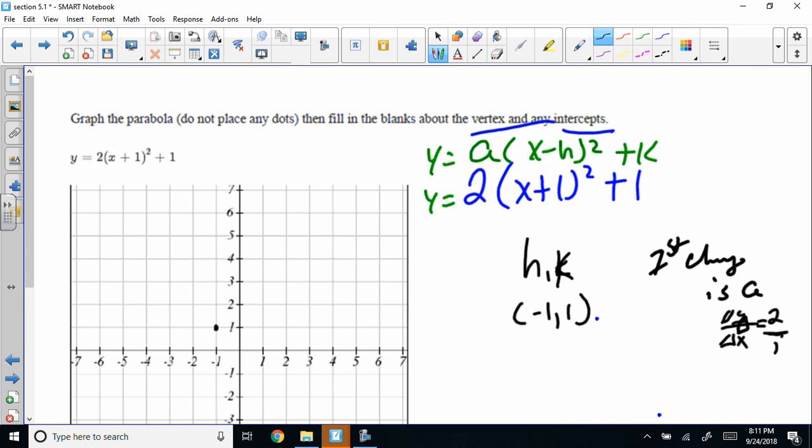The first rate of change of any vertex parabola should be the A. And that's 2 over 1, right? So up 2 over what? Now, I'm going to graph this thing. Y'all know I am, right? I'm about to graph it.